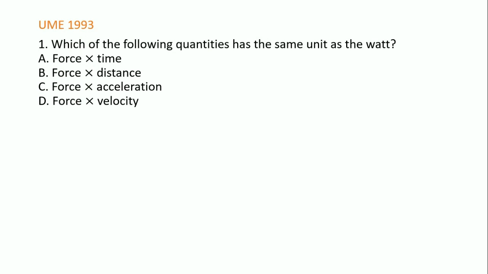UTME 1993, question number 1. Which of the following quantities has the same unit as watts? Now, watt is the unit for power, and we know that power is work done divided by time. Work done is force times displacement, so work done over time is force times displacement over time, and displacement over time is velocity. So power is the same thing as force times velocity, which is option D.